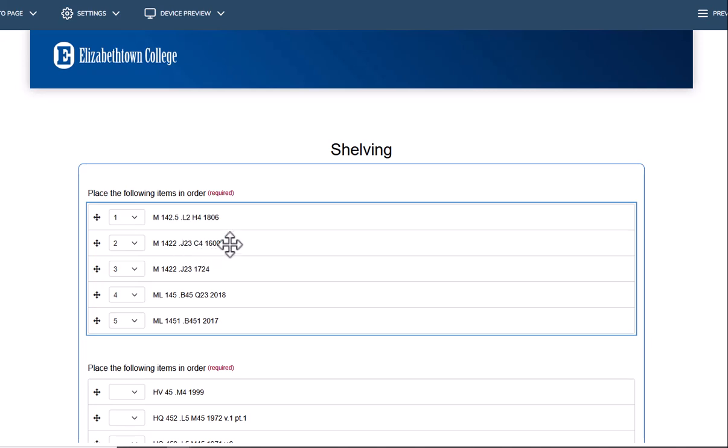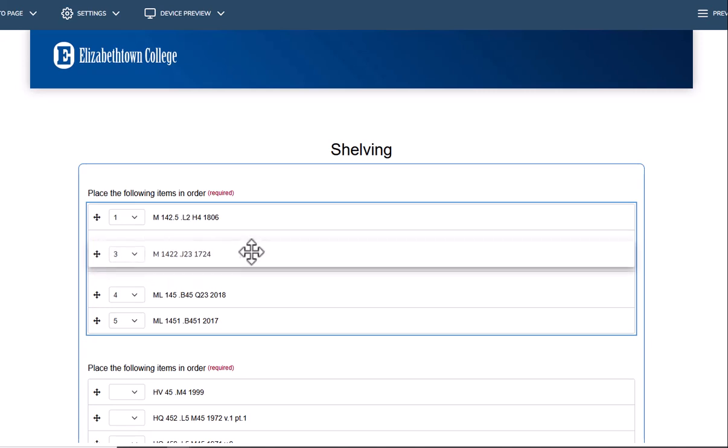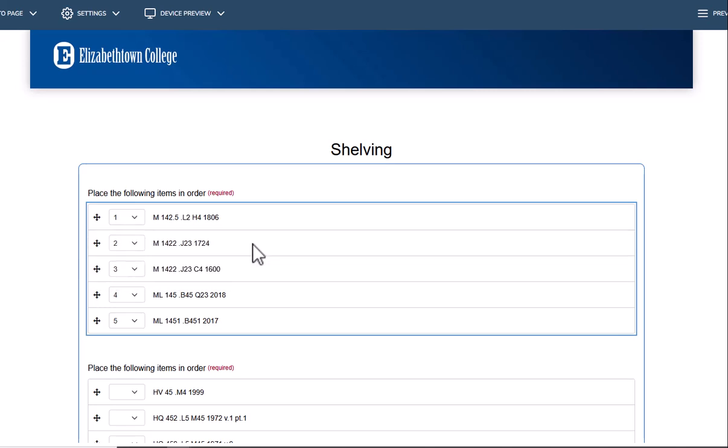Oh, this one has a second cutter number. Its second cutter number is C4. And remember, this is also a decimal, but this one doesn't have a second cutter number at all. So we don't even need to do decimal calculations. We can just move that on up because something, that point C4, is greater than nothing. Note that this one does not have a cutter number. It just has the date.